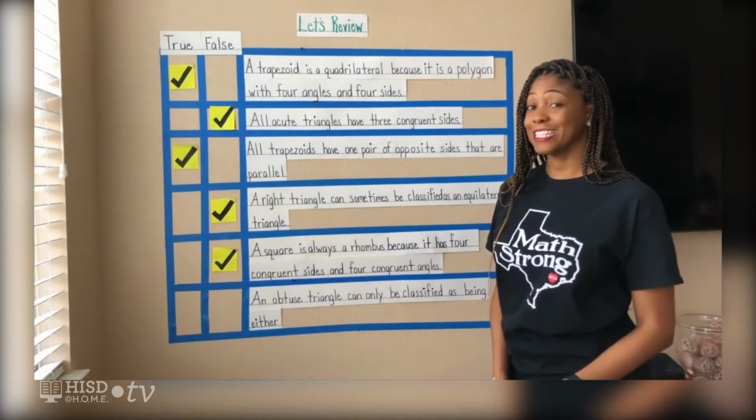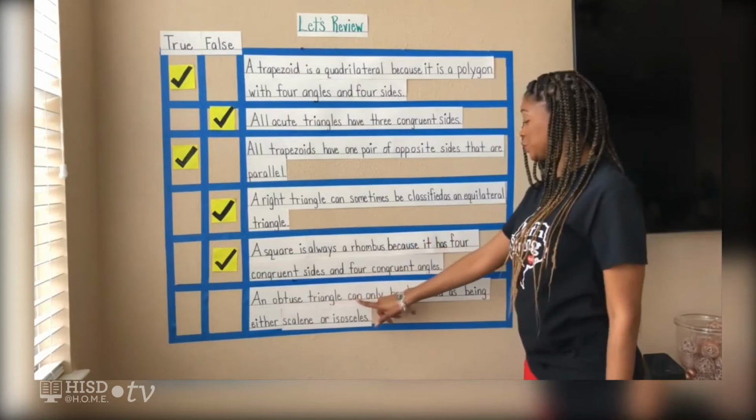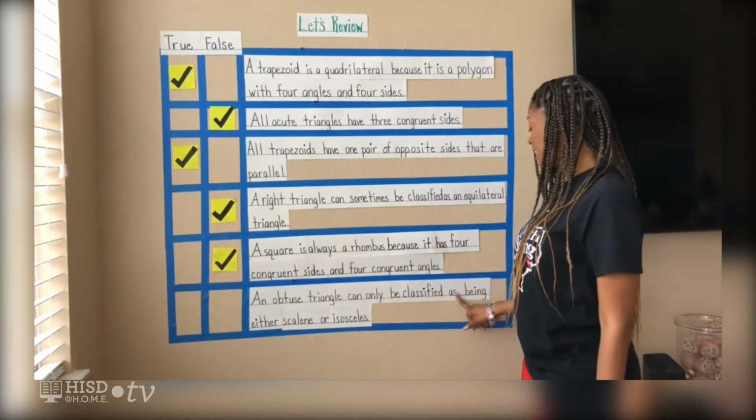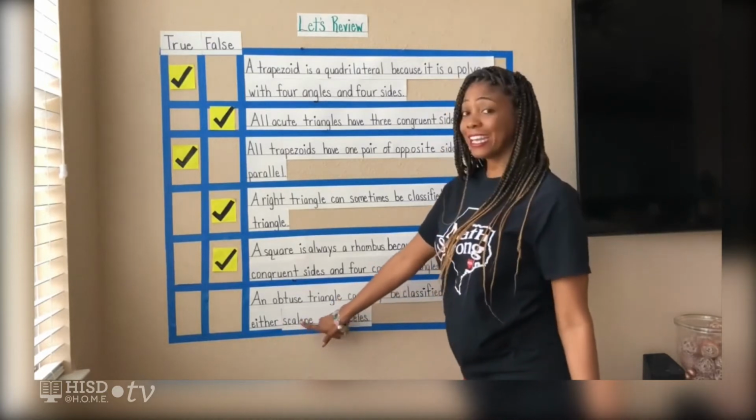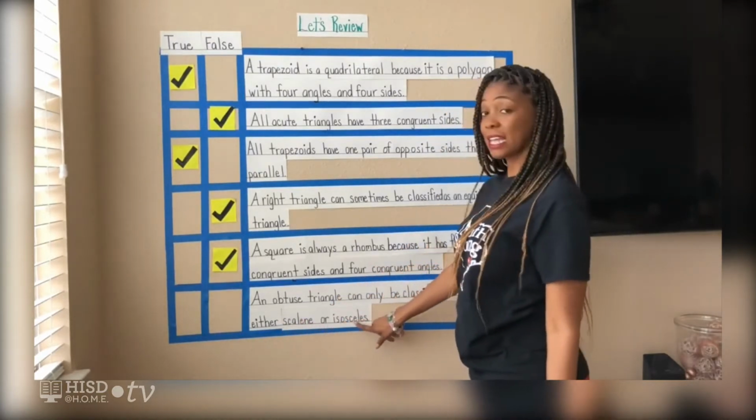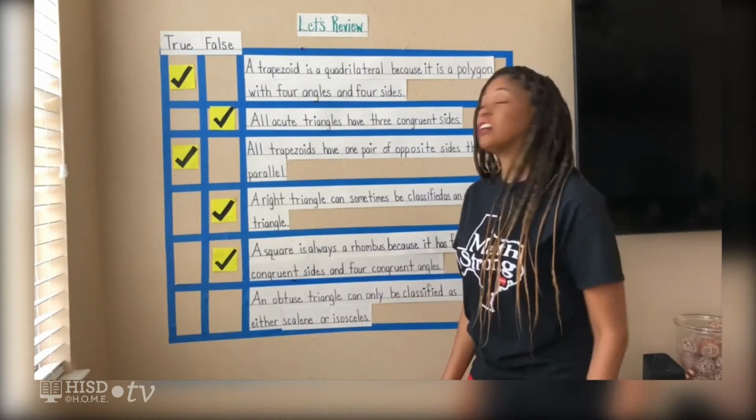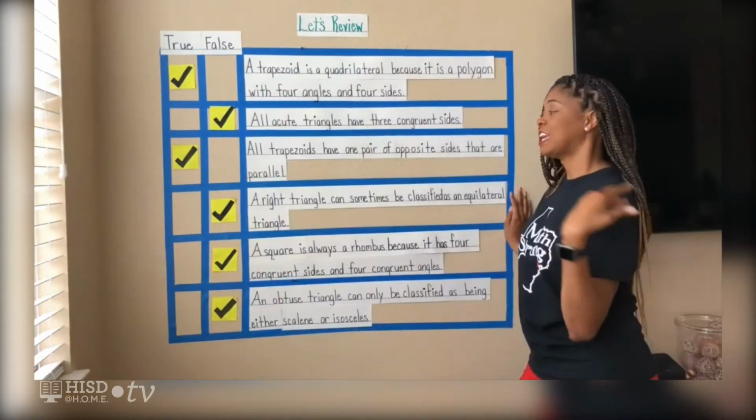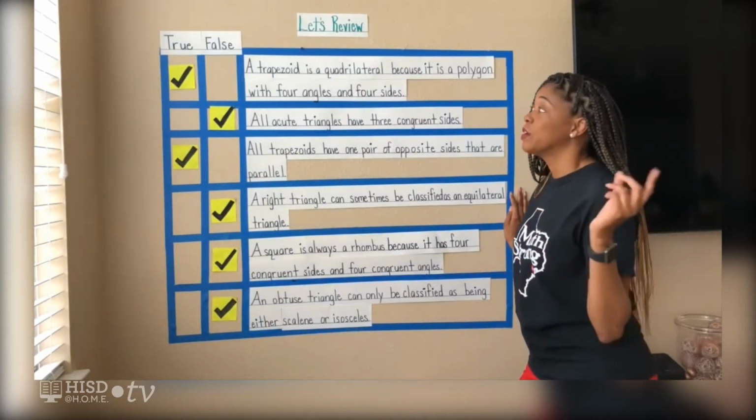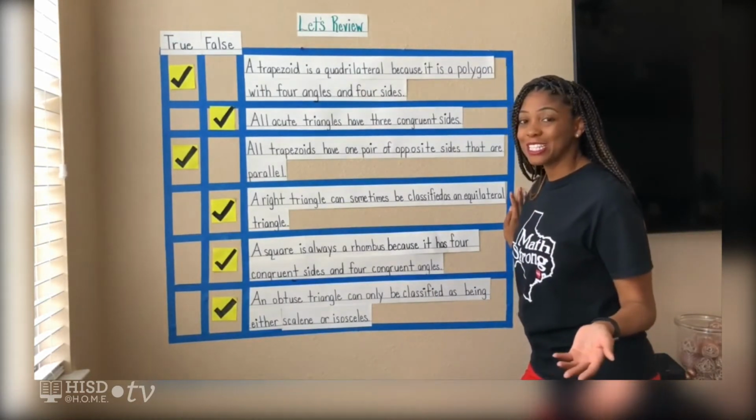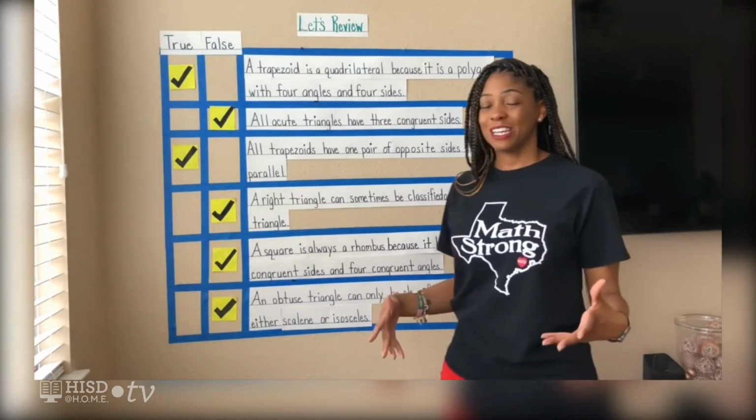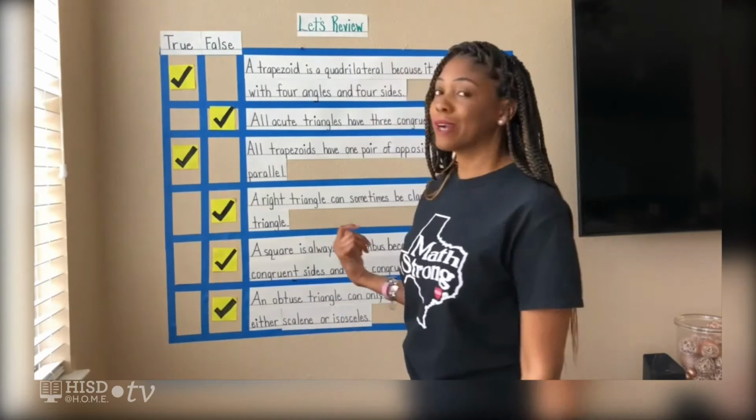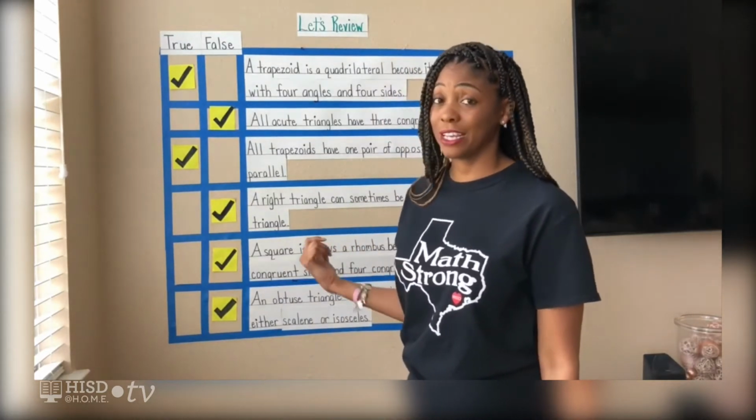Let's look at our last statement. An obtuse triangle can only be classified as being either scalene or isosceles. No, I'm gonna say false. Let's say false. And what we're gonna do is dive into our learning activity. And when we dive into our learning activity, it's going to definitely let us know if we were right or if we were wrong when it came to our review.